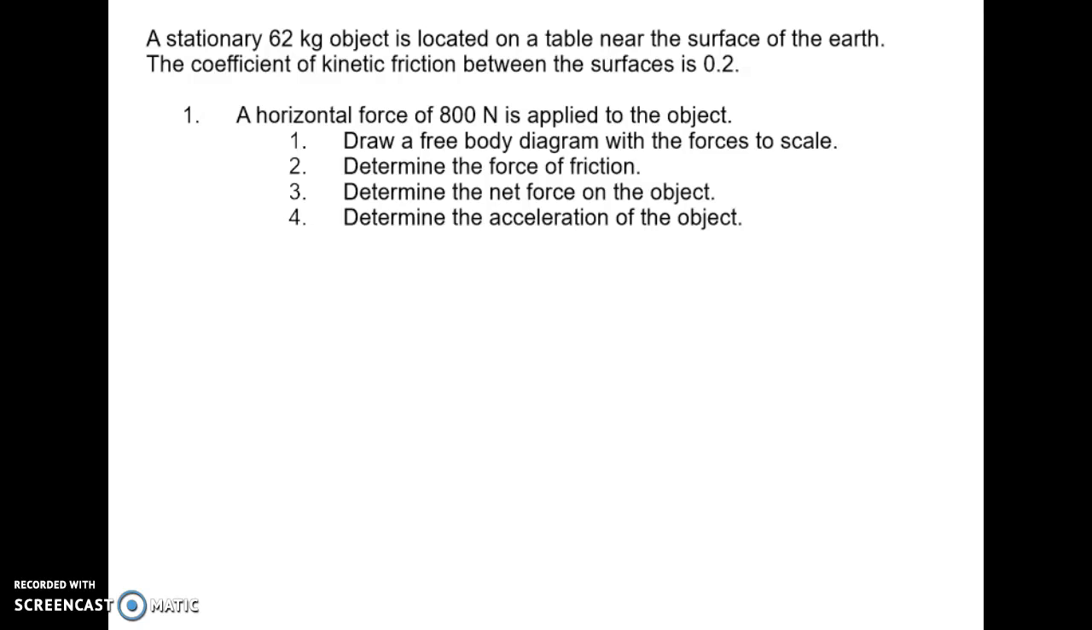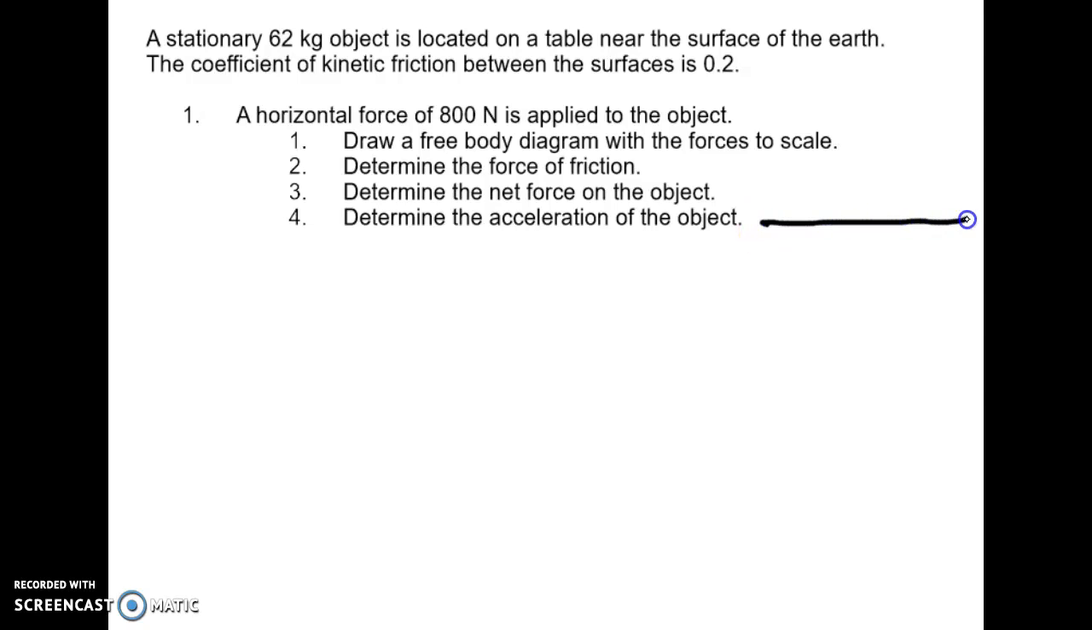All right, really fast, I want to go over the other type of problem that we have today, which is where we have to draw the free body diagram, calculate friction, calculate the net force, and calculate the acceleration of an object. I'm going to go through this very quickly to make sure that we're on track. We've done a lot of these problems here. The first step is, what I like to do is look at a quick little picture of what's going on here.